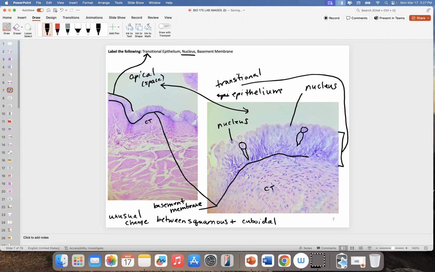Again, found in the urinary bladder, ureters, renal pelvis, and it functions to permit expansion and recoil after stretching.